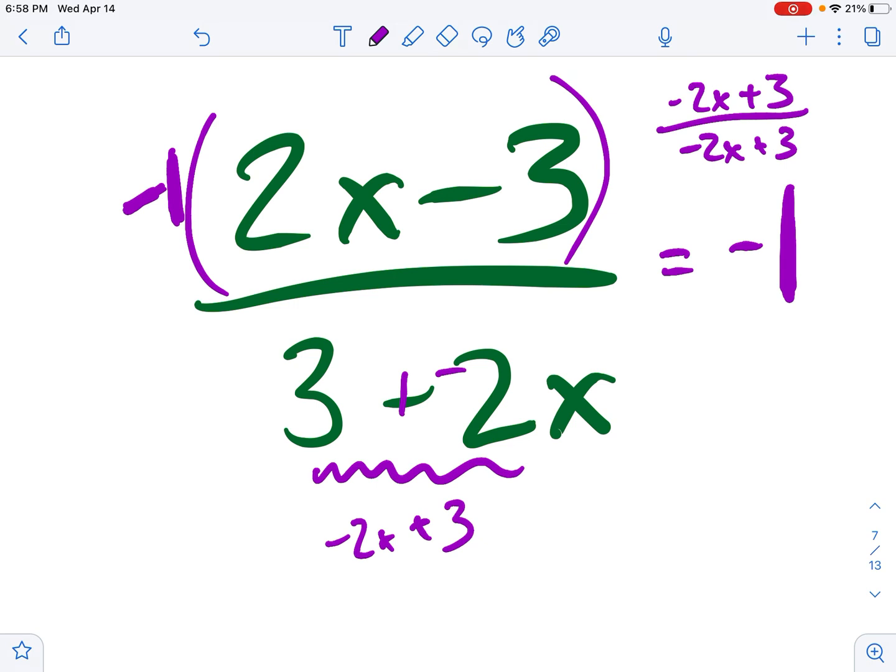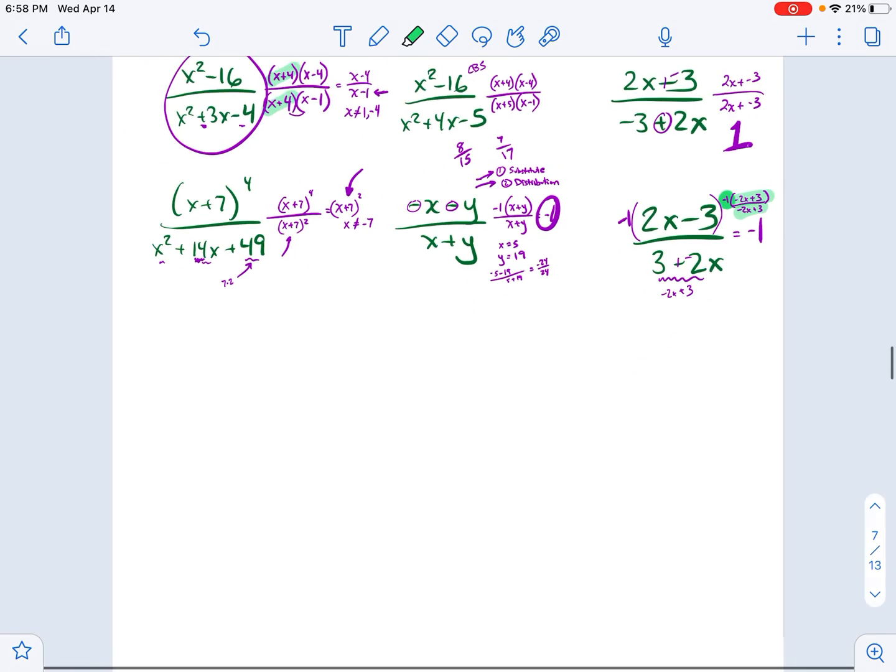Either you could say I multiplied it in or I factored it out. So what that means is this is the original expression. These values cancel. My negative 1 is the simplification.